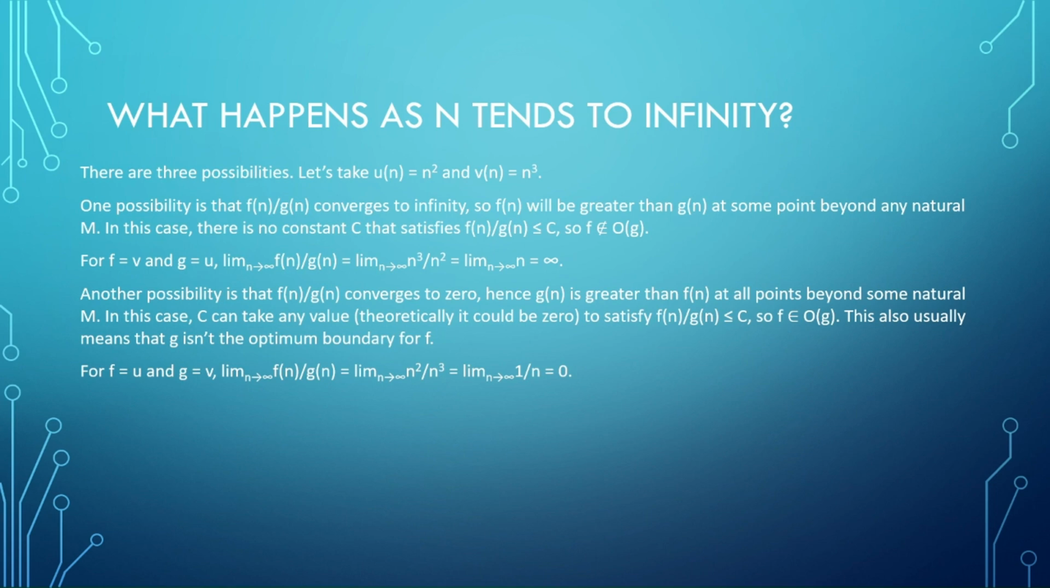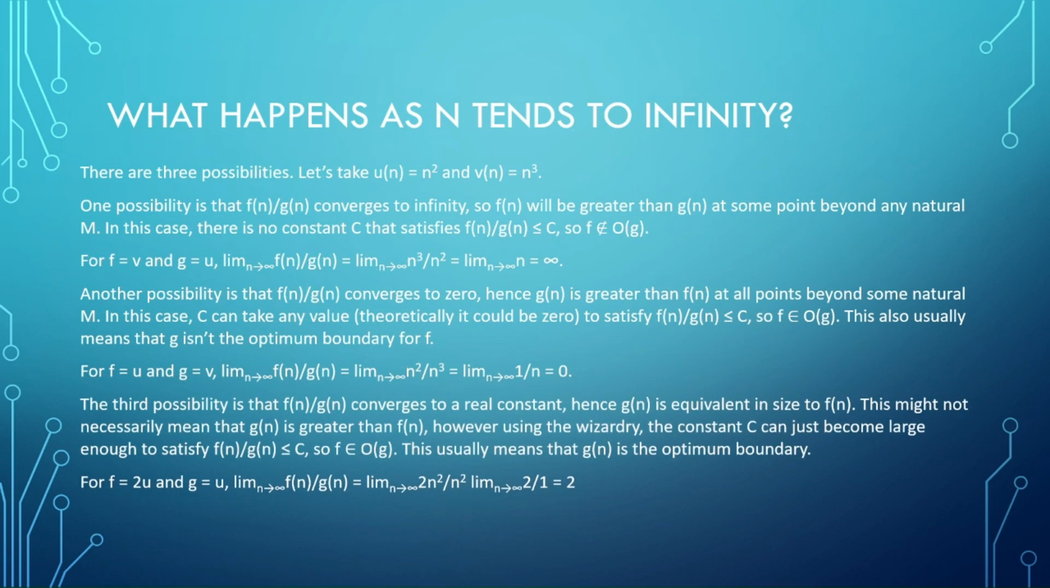So what's the third scenario? The third scenario is that it converges to a real constant. So g of n is equivalent in size to f of n, if that makes sense. This might not mean that g of n is greater than f of n. However, using the wizardry of big O notation, the constant c can just become large enough to satisfy the inequality. So f is of big order g. This also usually means that g is the optimum boundary.